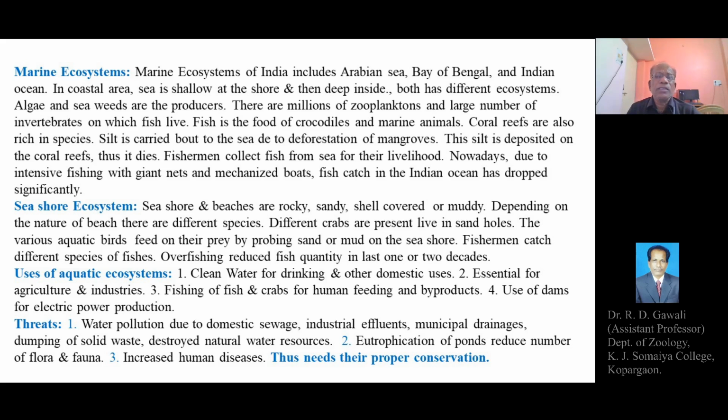Secondly, they are essential for agriculture and industries. So, from the water of rivers, lakes, ponds, dams, or the irrigation canals, we can have water for irrigation purposes, or agricultural irrigation purposes, and also for the industries.